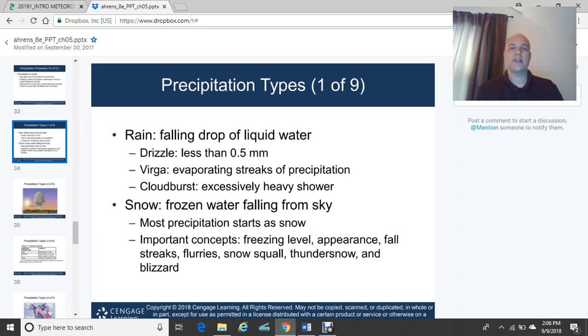Important concepts: freezing level, the appearance, the fall streaks, flurries, snow squalls, thundersnow, and blizzard. There's something really cool with snow. You can actually get lightning and thunder with snow, and that is called thundersnow.